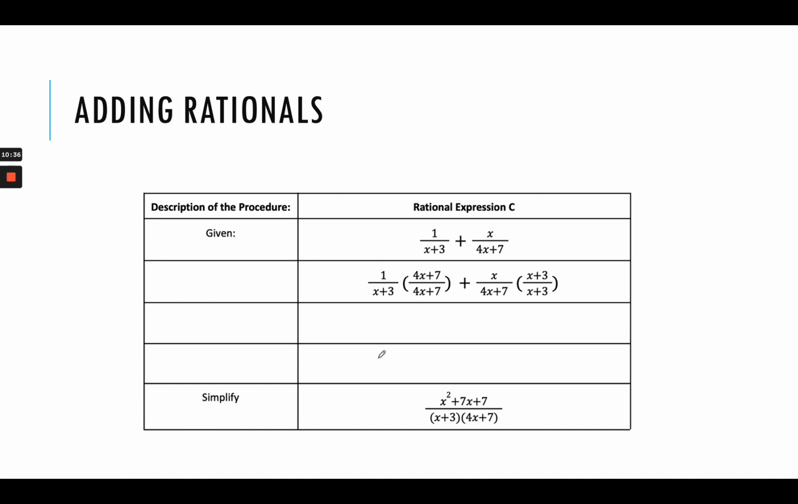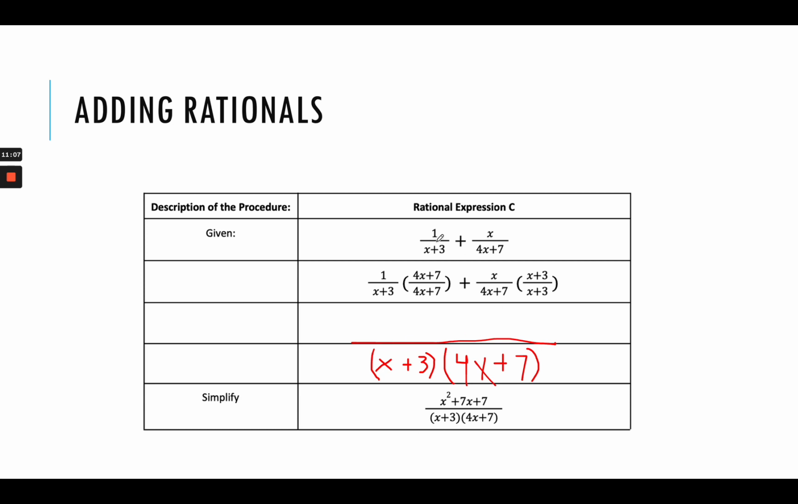So, we're going to write it as one fraction right from the start. So my common denominator, look, on both sides we have x plus 3 times 4x plus 7, okay? So I'm going to do x plus 3 times 4x plus 7.